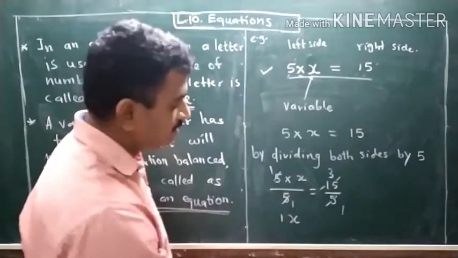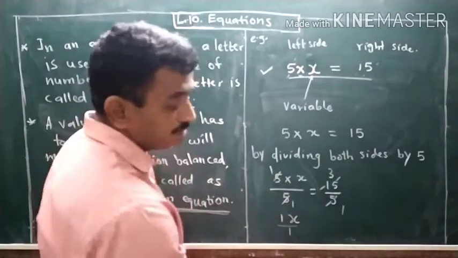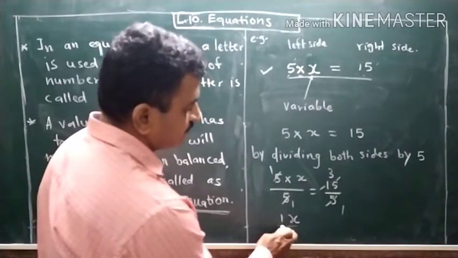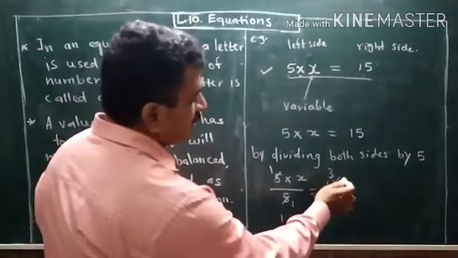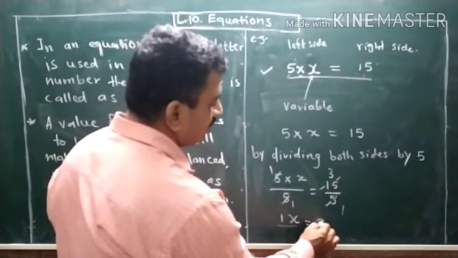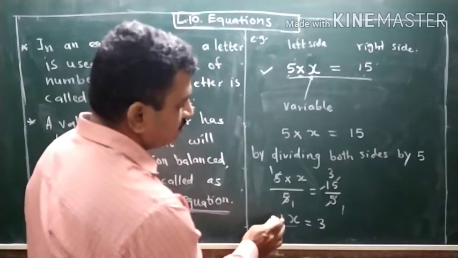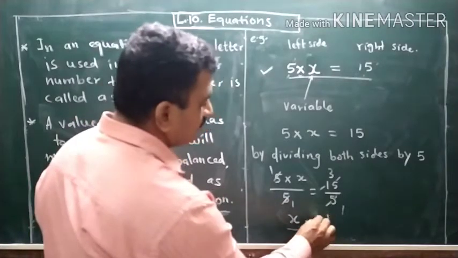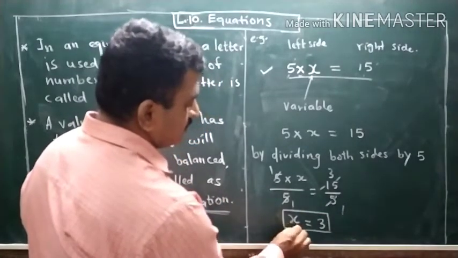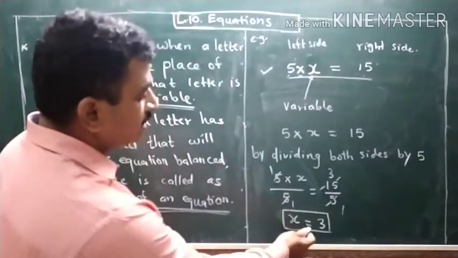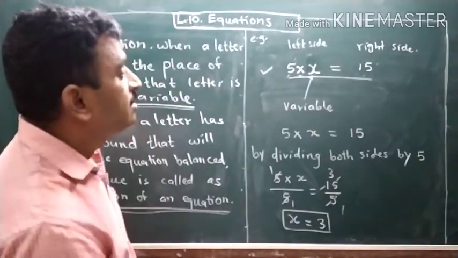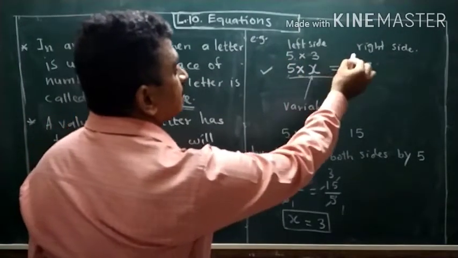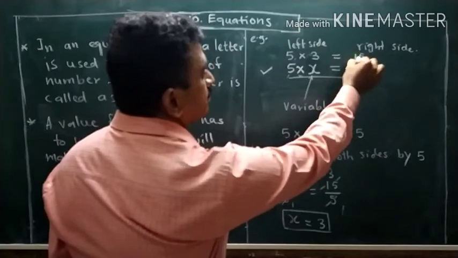This one is dividing downside. So when you write this one downside, then also we get 1x is equal to 3 upon 1, means 3. So 1x means we can write only x. X is equal to 3. The value of x we got now is 3. Whatever we written over here, 5 multiplied by 3 is equal to 15.